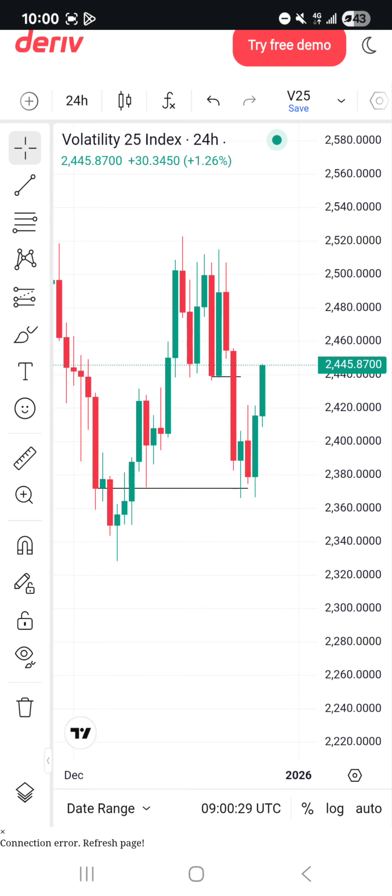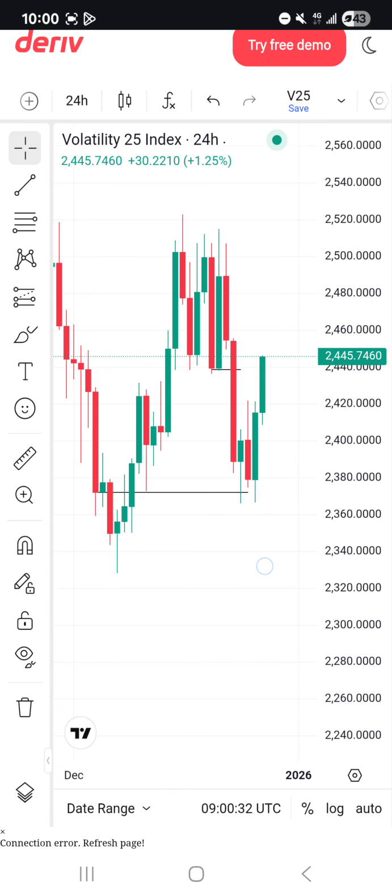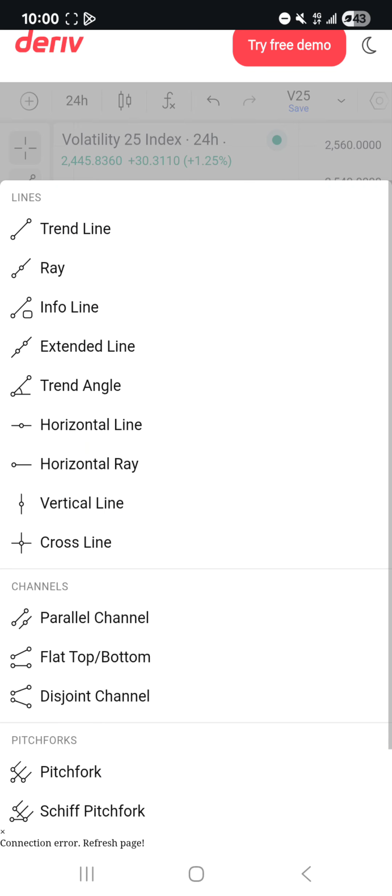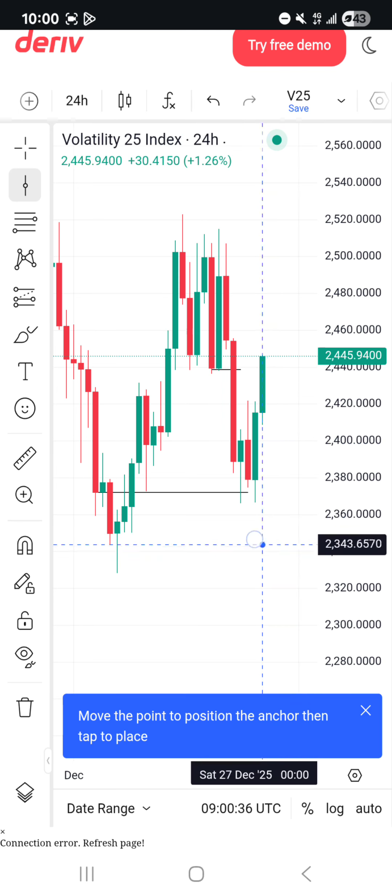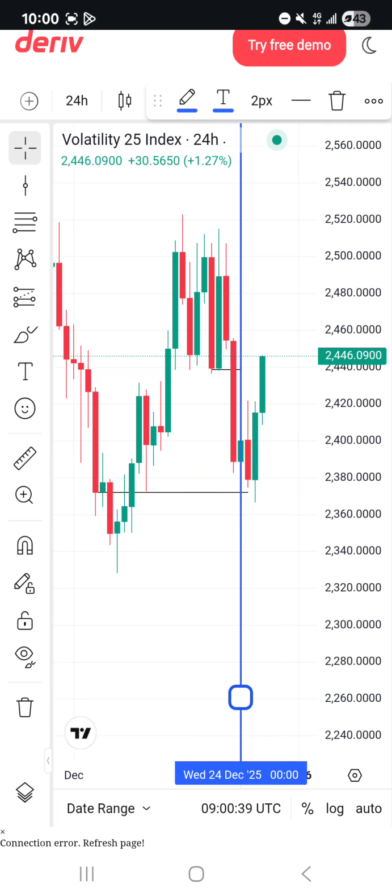This setup I got on Friday. Price rejected this support here and closed above it. Now we want to check for a breakout on the H4 time frame to confirm a bullish storyline.